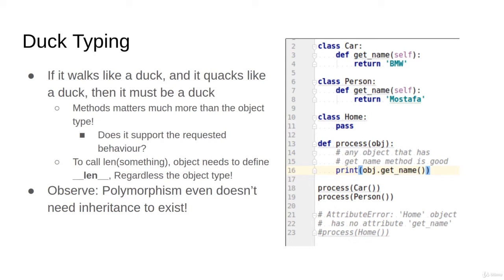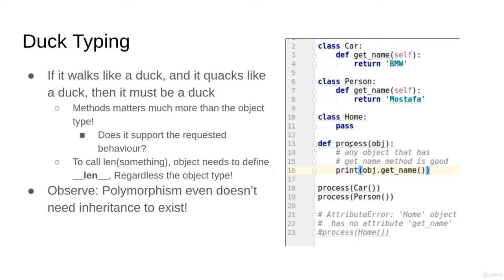When you look at this code here, we have classes named car and person, and both of them share the same method, getName, regardless of the behavior now. Both of them have the same method. And we have a class home that doesn't have this method. Now thinking about the class process, it takes some object and it doesn't know what that object is. All it needs is to call the getName. In Python we call this duck typing. We don't care whether this is a car or a person. All we care about is that it has a getName method that is expected to do something we agreed on.